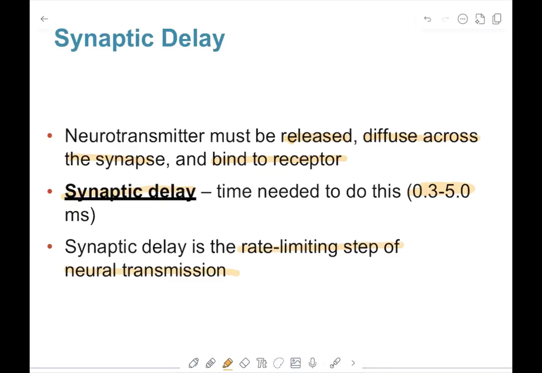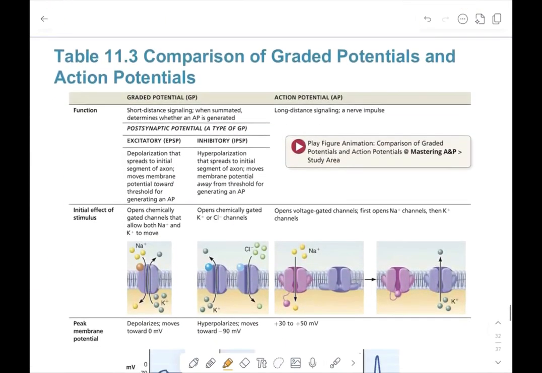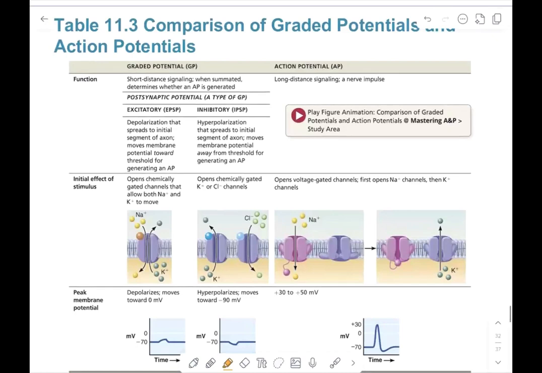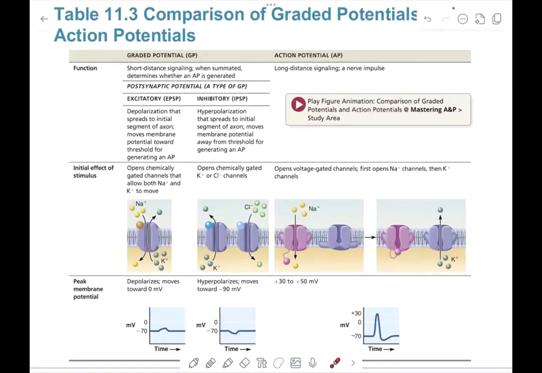So we're going to continue comparing graded potentials and action potentials. And I'd like to encourage you to go to this figure animation in Mastering A&P as well. As you know, in the study area, there are lots of different animations that can help you. So the function of a graded potential is, again, a short distance. When it's summated, it determines whether an action potential is generated, whereas action potentials travel long distances and are referred to as a nerve impulse.